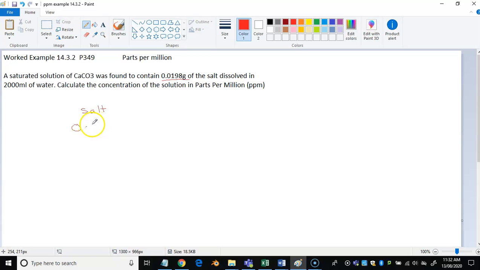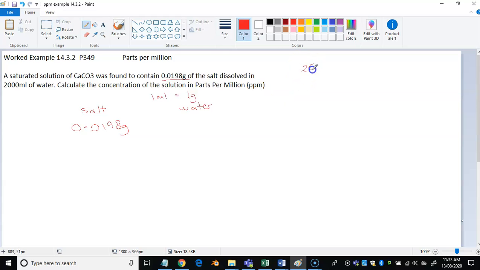Come on, it's not going to let me do the dot. Anyway, I'll just move on. 0.0198 grams of the salt dissolved in 2,000 mils of water. Now, the trick here: 1 mil equals 1 gram for water. So that's an important one to know.